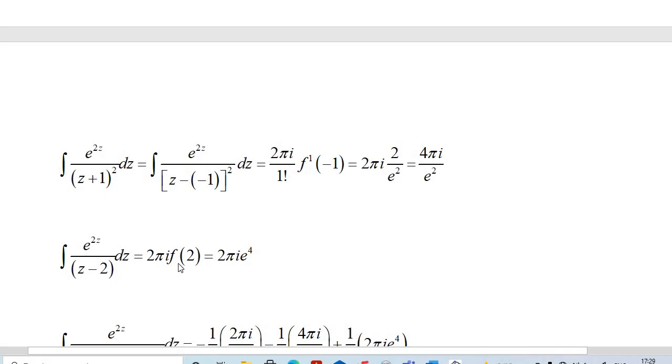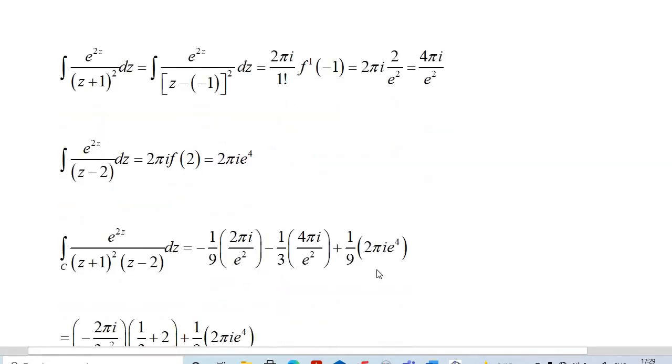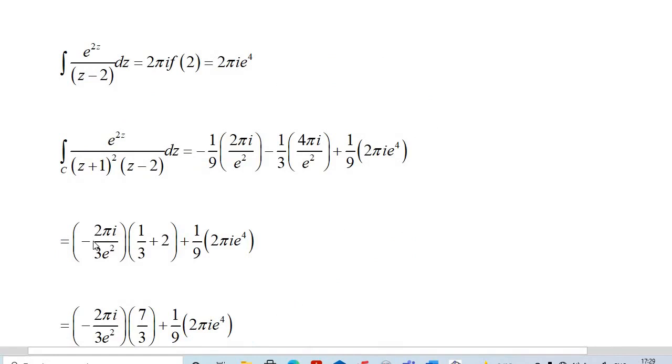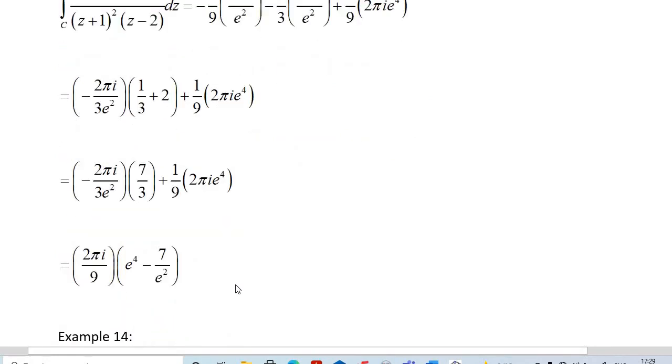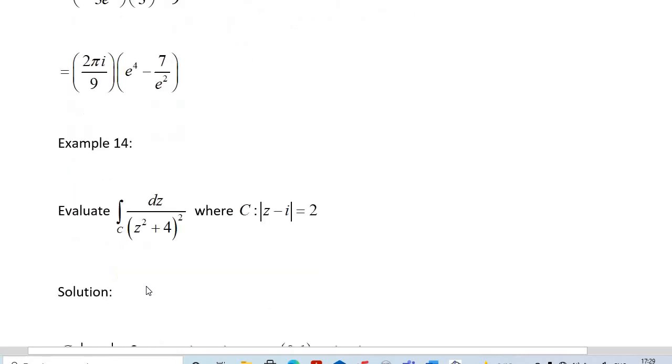Here a is 2, f of 2 we need. F of z is e power 2z, then f of 2 is e power 2 into 2, that means e power 4. Now we have all three values. Substitute and take common terms, simplify. Then this is the final answer. Next question.